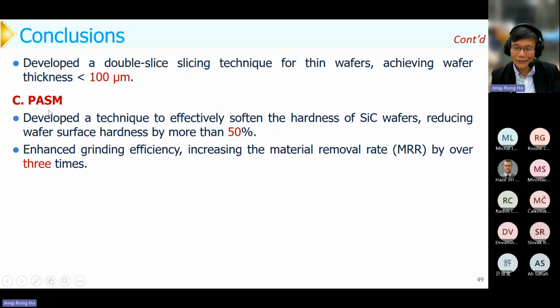And the last technique we developed is the so-called PSM. We developed a very effective surface softening method. We can reduce the surface hardness by more than 50 percent. Usually, more precisely, it's around 60 percent. And these techniques can enhance grinding efficiency and increase material removal rates by at least 3 times.